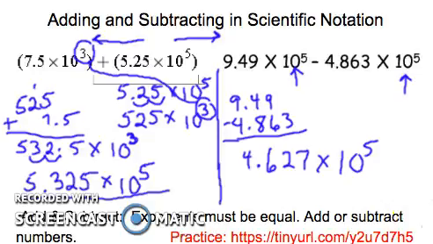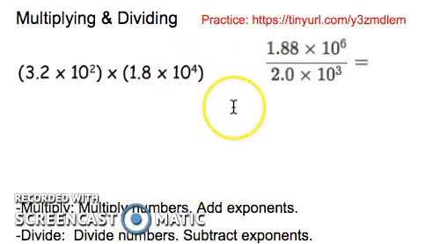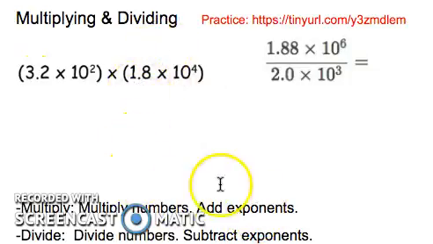So why don't we take a look now at multiplication and division. Multiplying and dividing have different rules. We're not talking about the same rules you have in addition and subtraction. If you multiply the numbers, that's going to be the 3.2 and the 1.8, and then you add the exponents. Here we have an exponent of 2, and here we have an exponent of 4. You do not have to get them to the same number like you do in adding or subtracting, which kind of makes this a little bit easier because you don't have to convert anything until you get to the end.